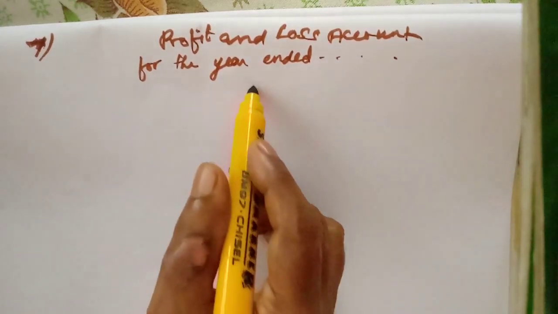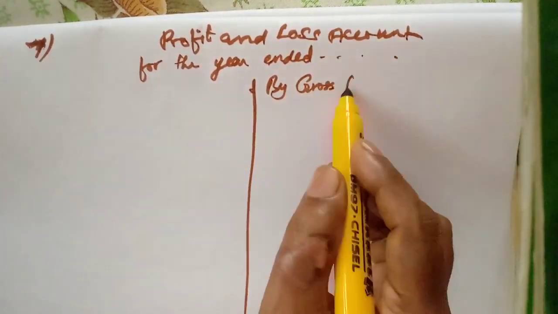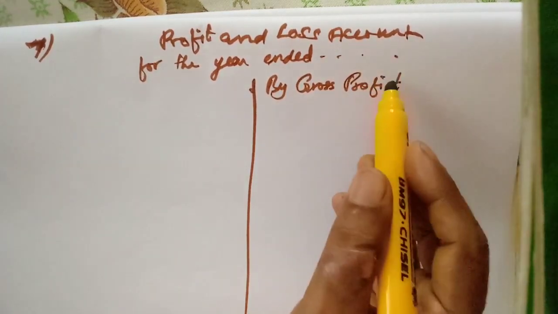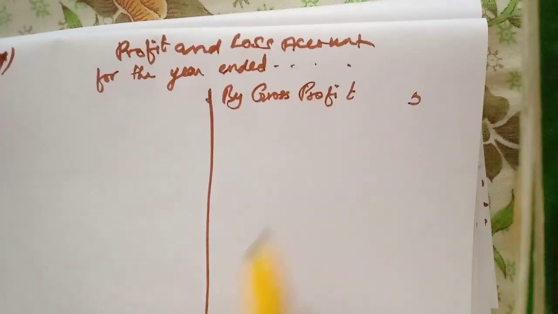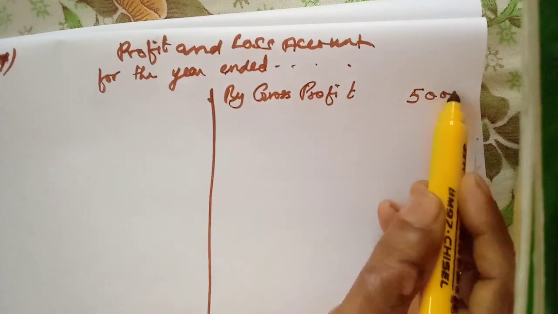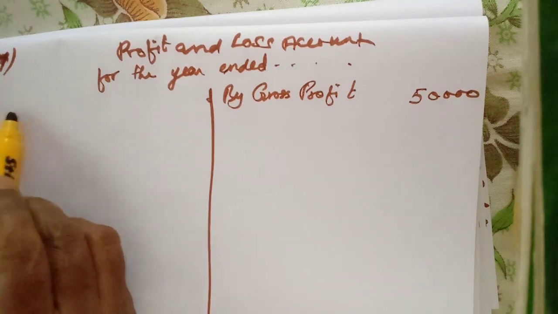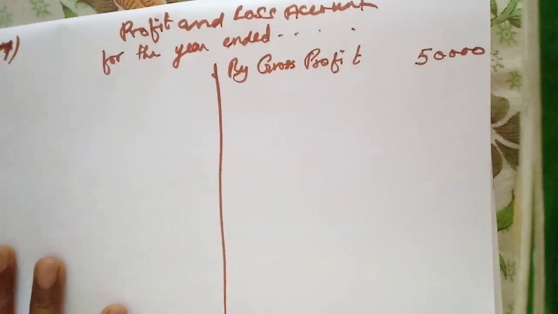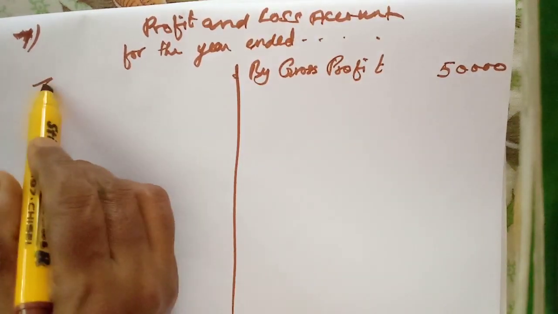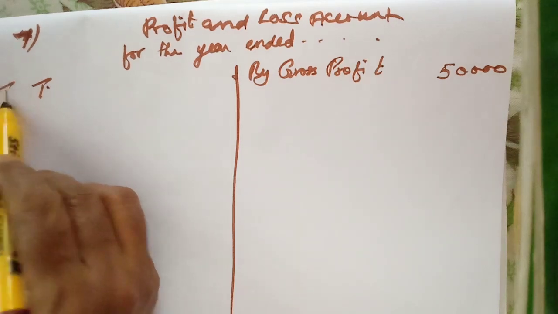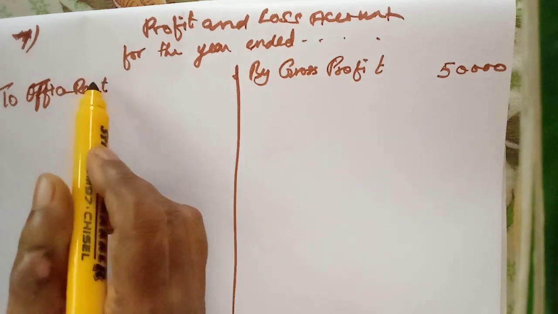Where will it appear? On the credit side, by gross profit 50,000. Then office rent, it is an expense, so we should write to office rent 10,000.